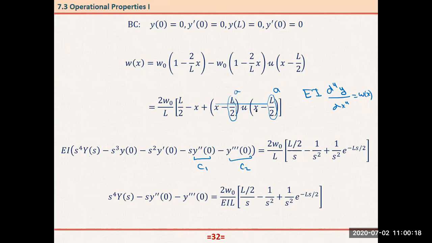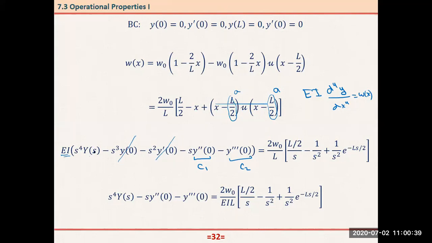x minus a, u of x minus a. That's equal to e to the power minus as, right? And here we have the Laplace transform of this thing. After that, if you simplify this, these terms are gone and it is equal to 0. That's also equal to 0, right? Here we have EI, and we divide both sides by this constant, that's why it is here, right?